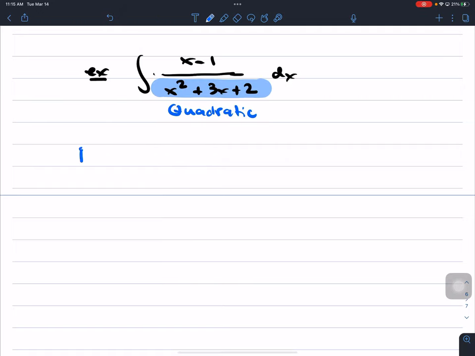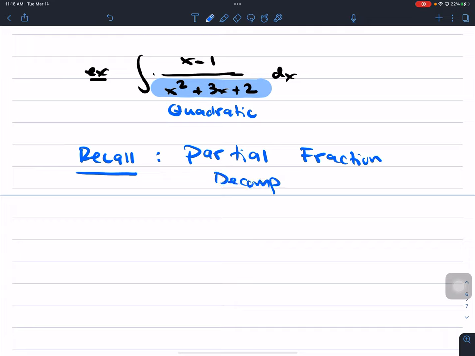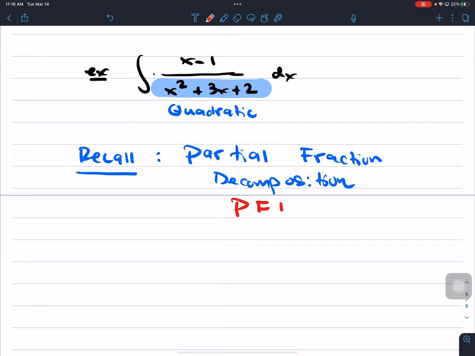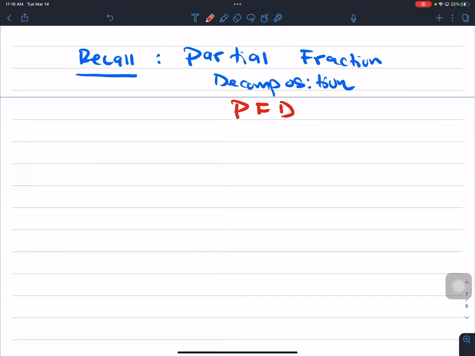Now, here's what you guys want to recall here. Okay? Hopefully you guys can recall. Anybody remember partial fraction decomposition? Do you guys know what I'm saying? Yeah. Partial fraction decomposition. I call it PFD for short. And I'm just curious, if you've seen partial fraction decomposition in your life, what actually is that? Do you guys happen to know what it is?